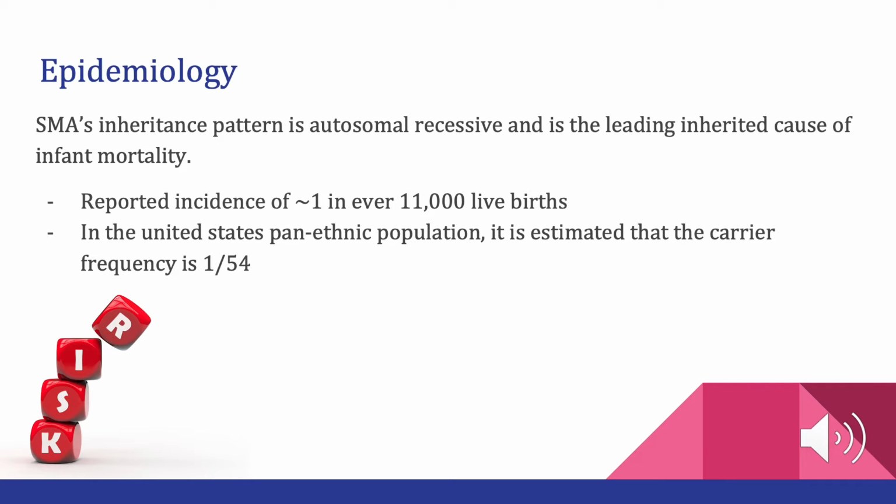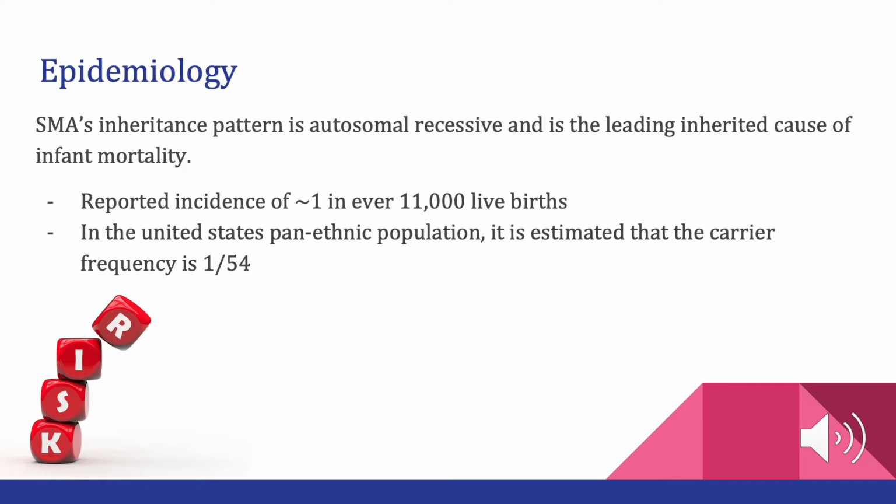So to start us off here, we're going to talk about the epidemiology of SMA. Now, the inheritance pattern of SMA is autosomal recessive. It is actually the leading inherited cause of infant mortality. It is also second to cystic fibrosis as the most common life-shortening autosomal recessive disorder.